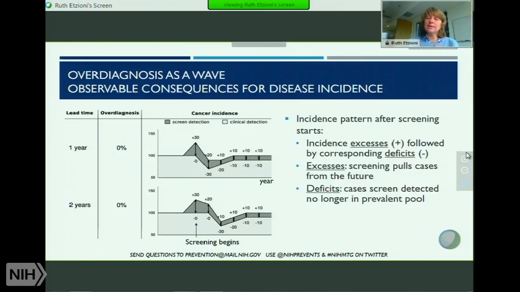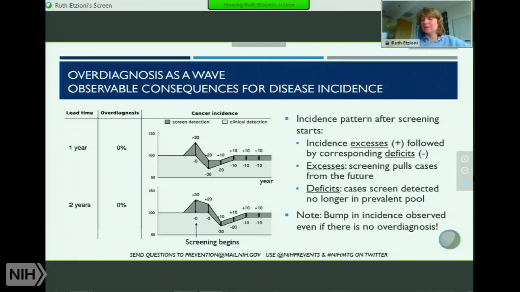So every excess case matches a case that would have been detected later. There is no overdiagnosis. All the early detections would have been detected later and are therefore no longer there in the population to be diagnosed. And in both of these cases, there is no overdiagnosis. But what we'll note is that there's still a bump in incidence in both cases, even if there is no overdiagnosis.